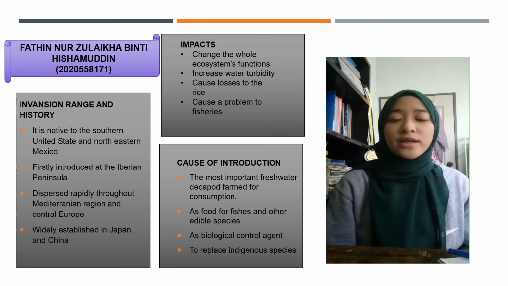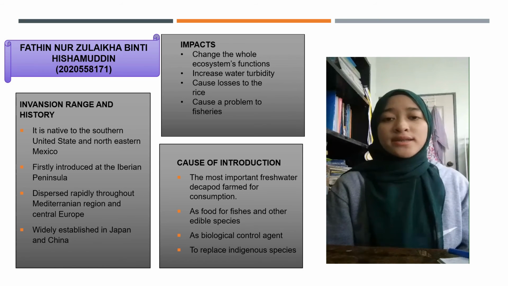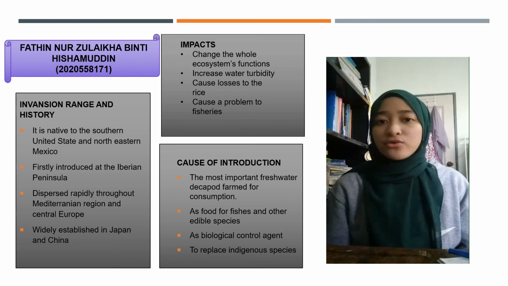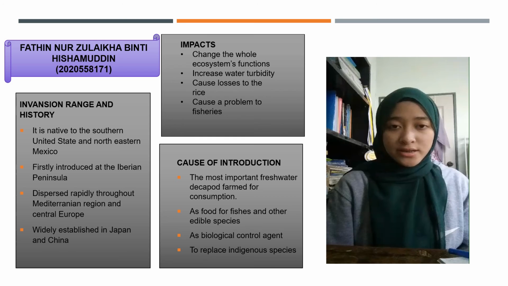So, the red swamp crayfish was firstly introduced to the Iberian Peninsula. After the successful introduction to the Iberian Peninsula, it led to other illegal introductions. Next, it dispersed rapidly throughout the Mediterranean region and throughout Central Europe. And lastly, it became widely established in Japan and China.